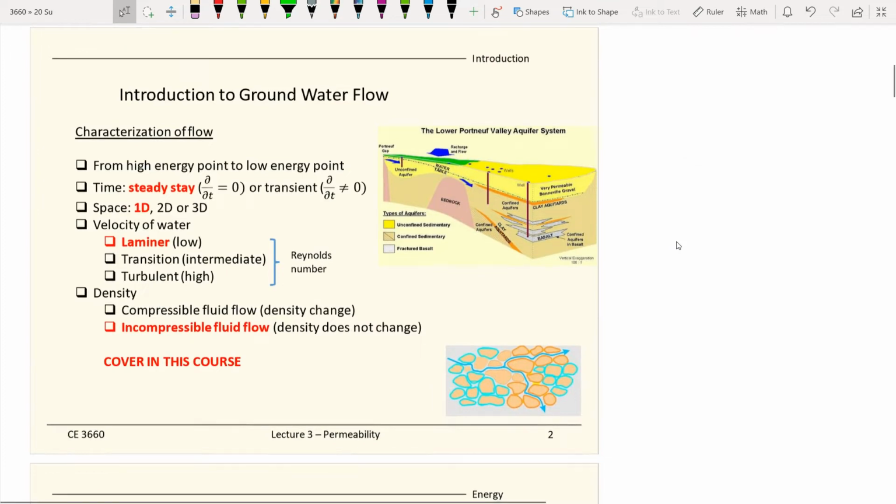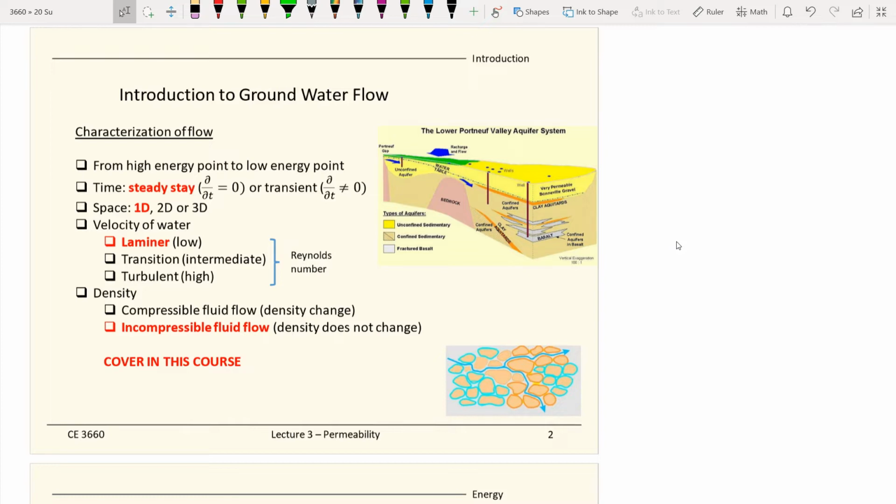Introduction. Groundwater flow is what we try to learn more about in this lecture. And we need to characterize our water flow within our groundwater systems. Some key points here: first, we emphasize that the direction of flow of the water is from the high energy to the low energy point.